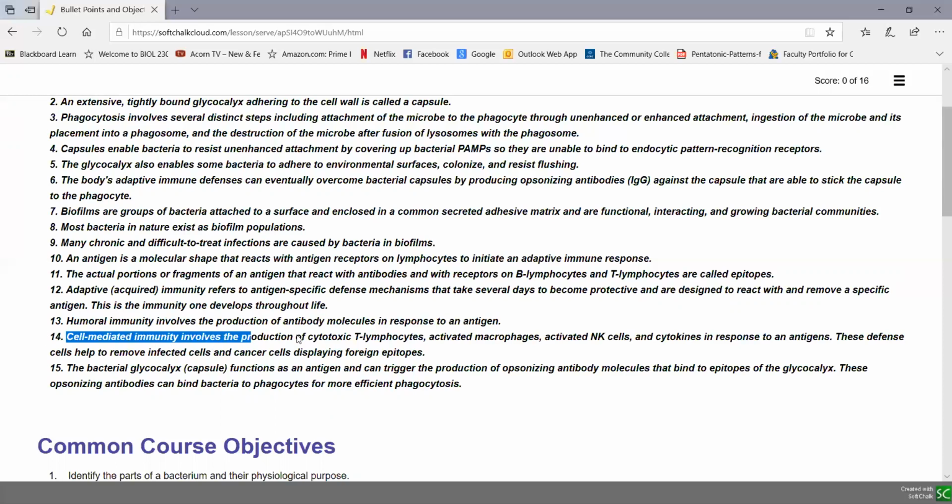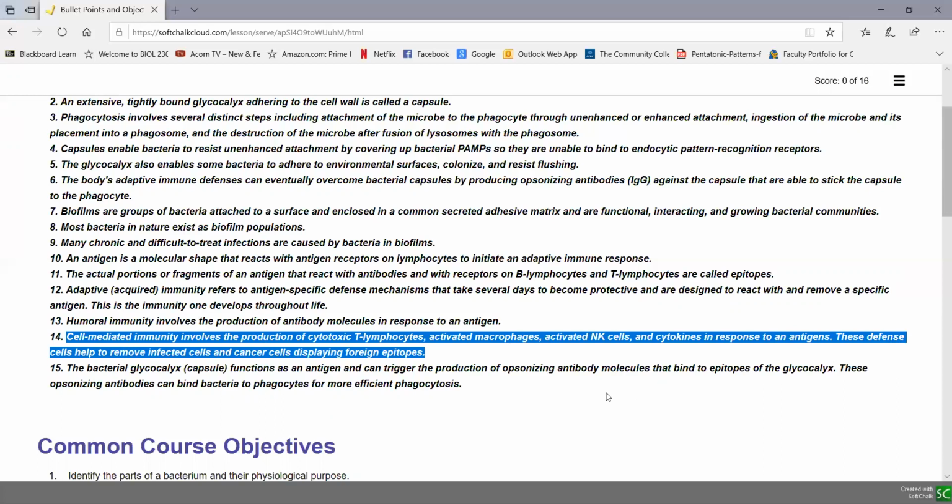Cell-mediated immunity involves the production of cytotoxic T lymphocytes, activated macrophages, activated NK cells, and cytokines in response to an antigen. These defense cells help to remove infected cells and cancer cells displaying foreign epitopes.